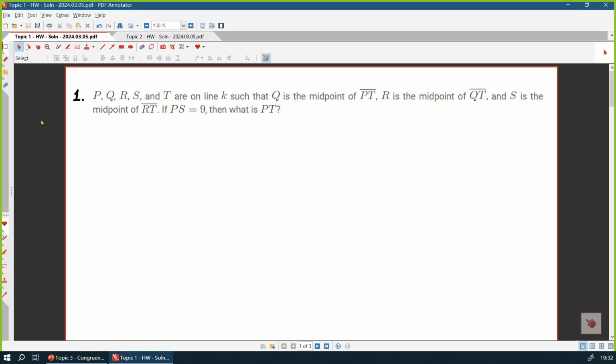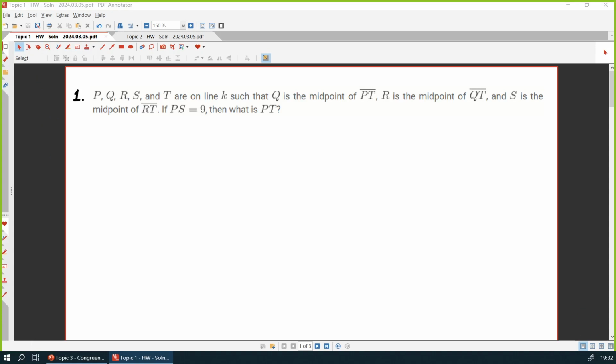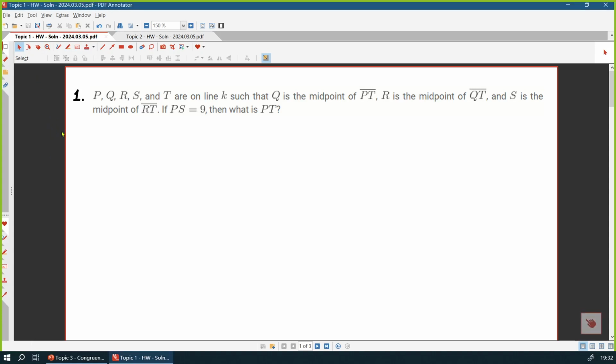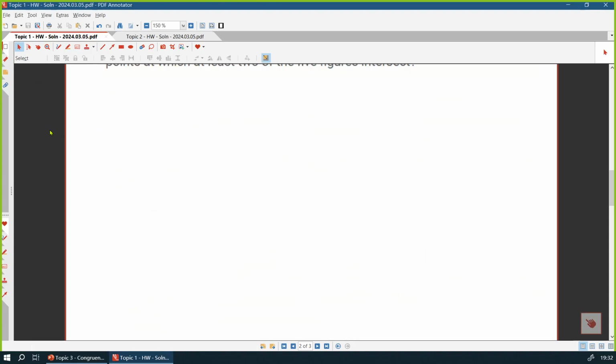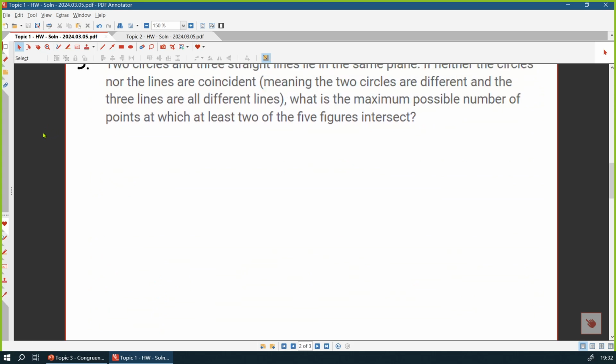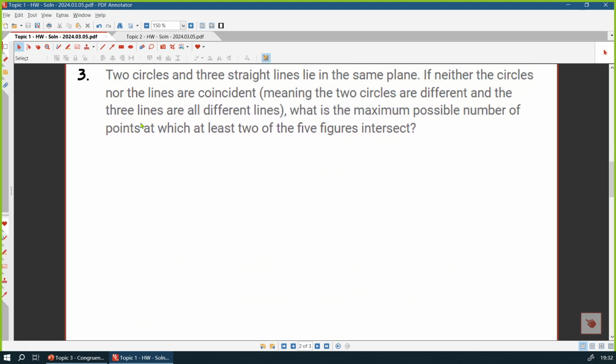All right. Homework from topic 1. I think question number 3. None of you have done this correctly. So let's have a look at the solution here.